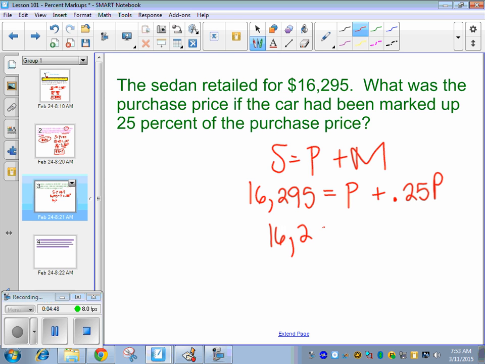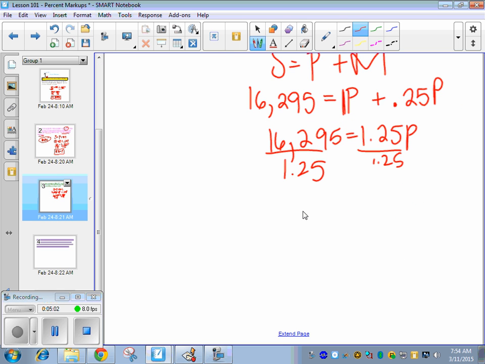Okay. So $16,295. We're going to add these again. There's a 1 here, so 1.25p, and divide both sides by 1.25. And what was the purchase price? What'd you get? $1,336. Like that. Okay.